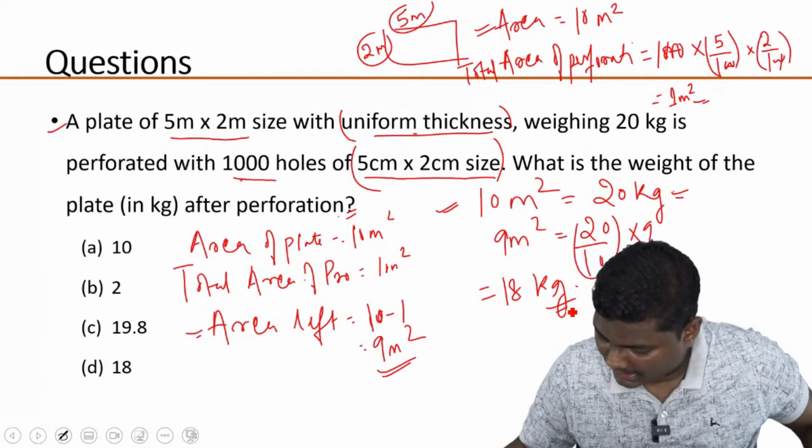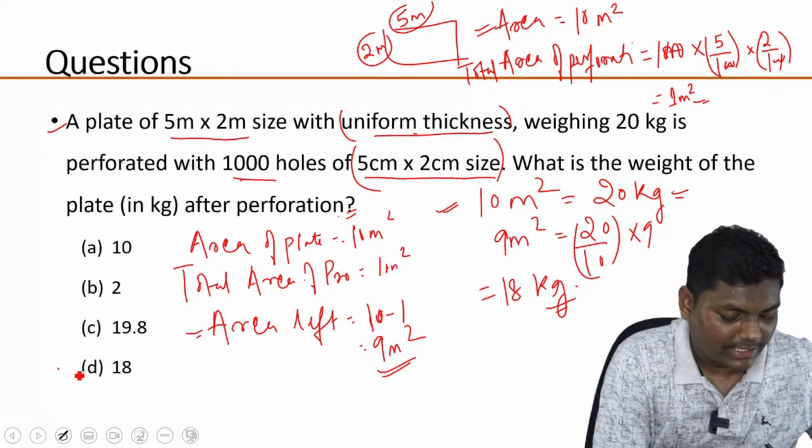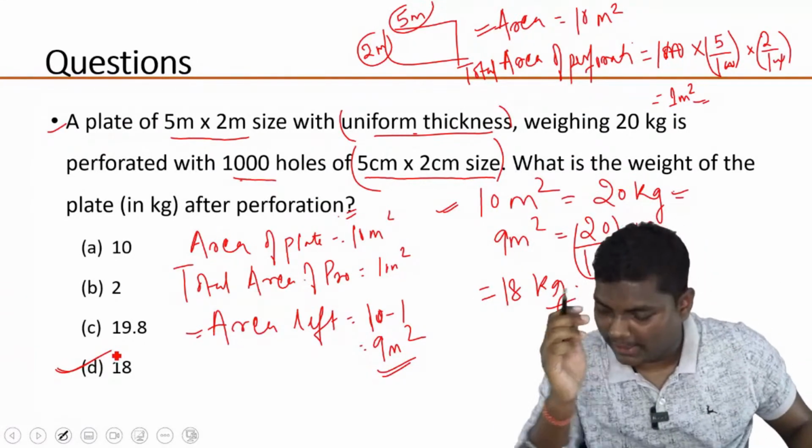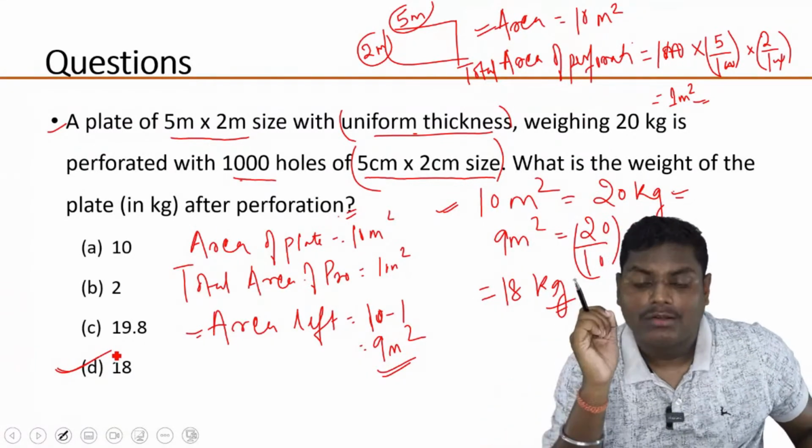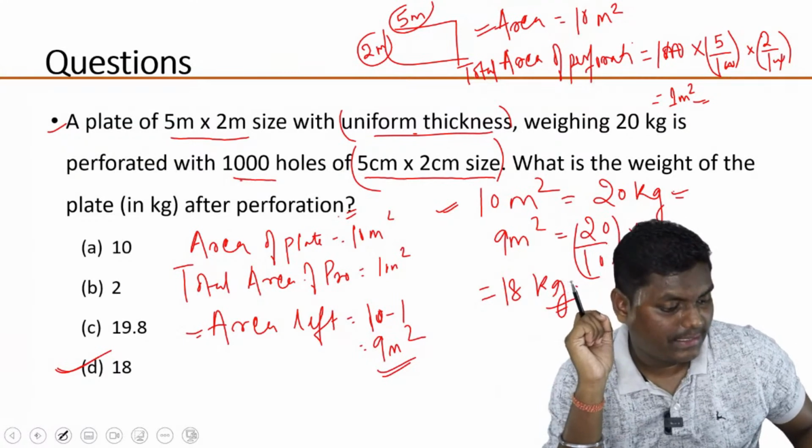Correct, Romy. Option D, 18. So it will be option D, 18 kg. Moving to the next question.